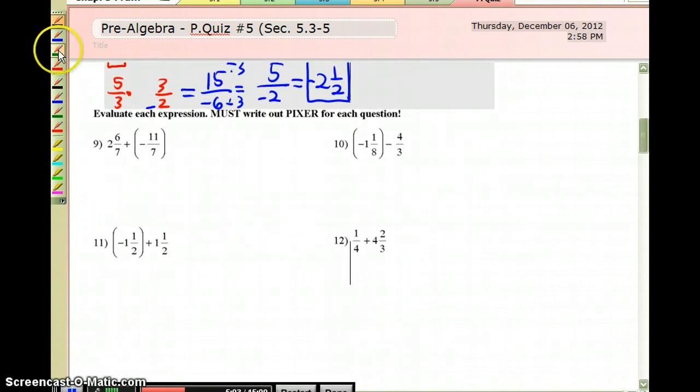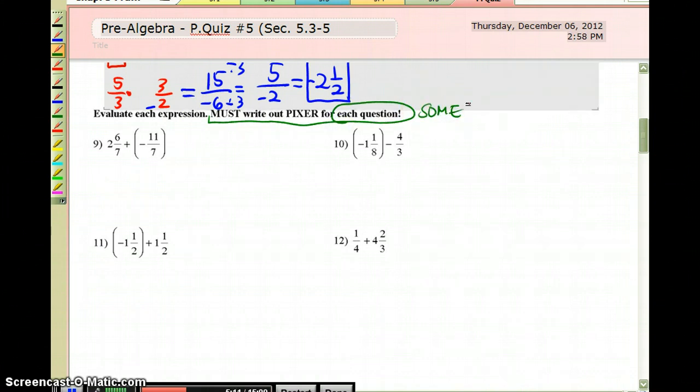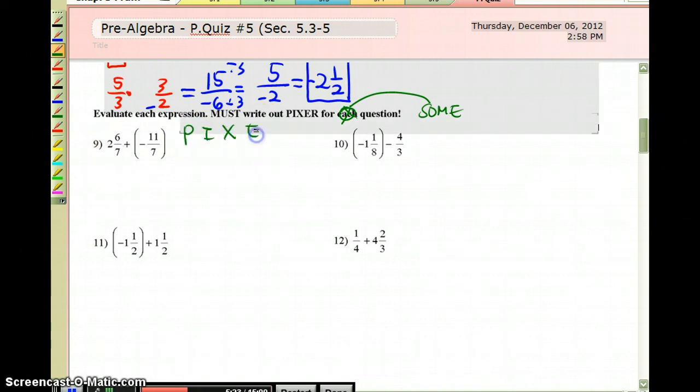Okay, for your homework, I know it says you must write out P.I.X.E.R. for each of the questions. For some of the questions, we'll just change this. So for the ones that we need to, then I would do it. For number 9, you can just go ahead and look at the numbers. P.I.X.E.R. At least knowing what they mean would be very helpful. I would write out the problem.